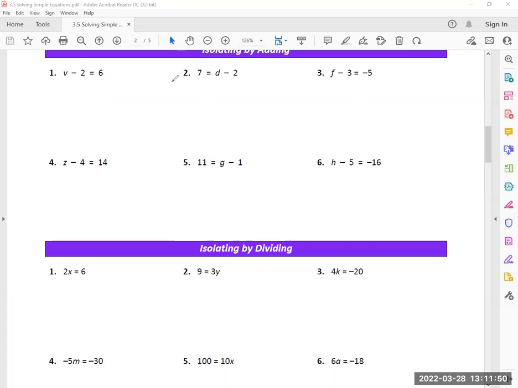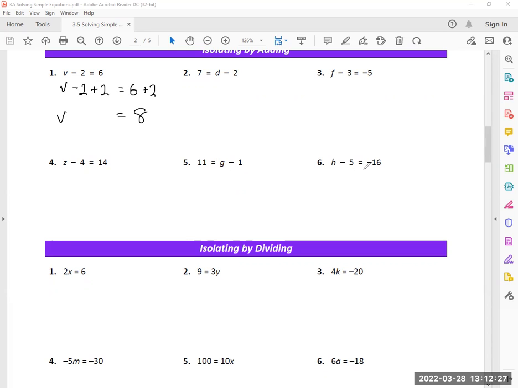Okay. This time I need to isolate by adding. You will see all the variables are being subtracted. So hint, hint, how do you get rid of a subtraction of 2? Yeah, there you go. This time I'm going to show all the work. I have a minus 2. I'm going to add 2. And on the right side, I have to do the exact same thing. When you do so, V equals a positive 8. 6 plus 2, right?